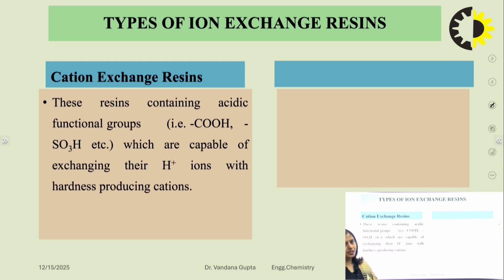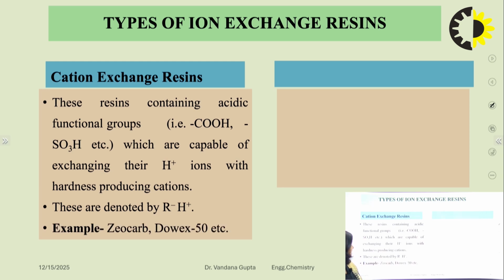Cation exchange resins contain acidic functional groups like carboxylic groups and sulfonic groups. These are capable of exchanging their H+ ions with hardness producing cations. These are denoted by R-H+. These are some examples of cation exchange resins.